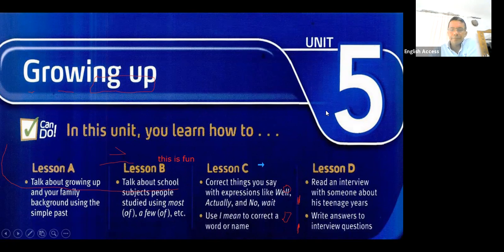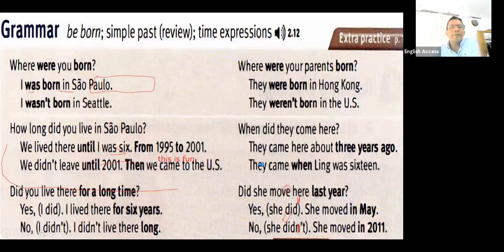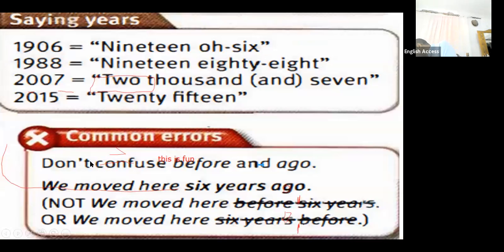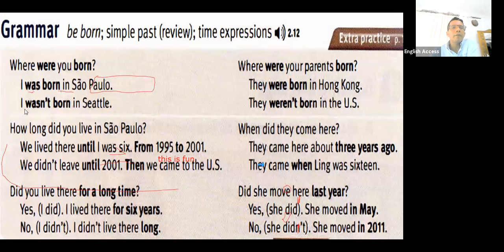Same, we have unit 5, lesson A, B, C, and D. We have the grammar, like be born. Remember, this is one of the mistakes we make when we use born. Usually born is used in the past, and we use verb be. I was born, she was born, he was born, right? Unless you say a baby is born every minute. That's a different thing. So in this case, be born, simple past, and time expressions.